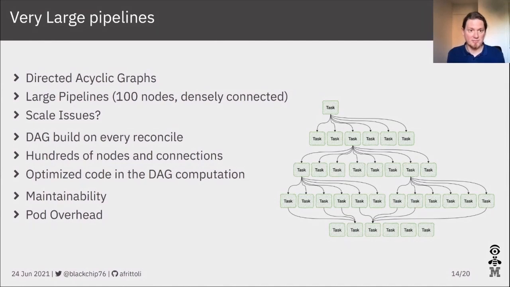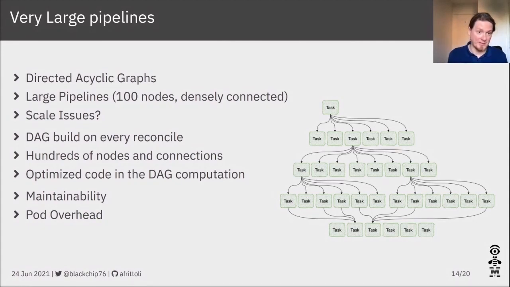Because of the Kubernetes nature of Tekton, because Tekton runs on top of Kubernetes, resources are reconciled, which means that every time a reconcile happens, the DAG needs to be recalculated. And if you have hundreds of nodes in connection, that could be computationally heavy. But in fact, it is not, and it does not pose a scale issue. We had some issues in the beginning, but we optimized the code for building the DAG. And now we are happily running very large pipelines with no significant overhead.